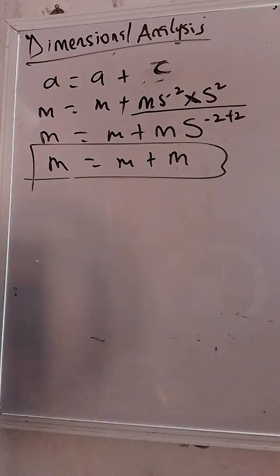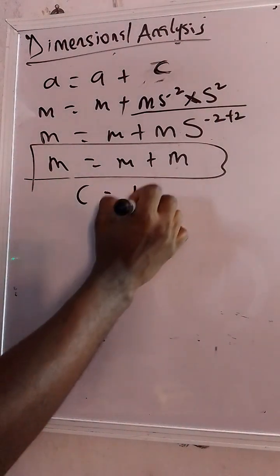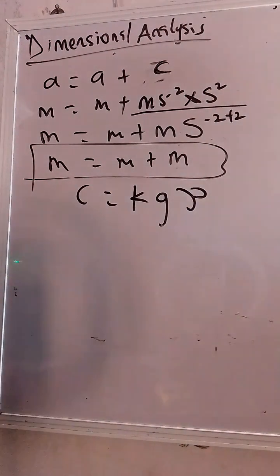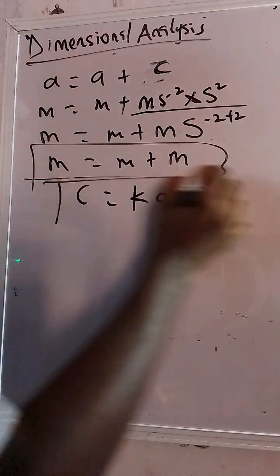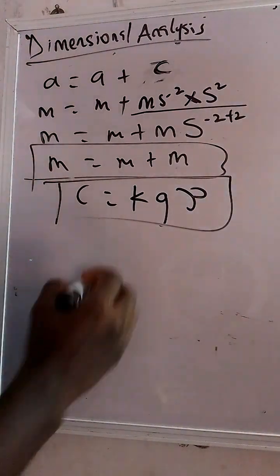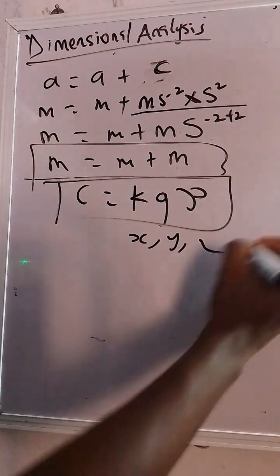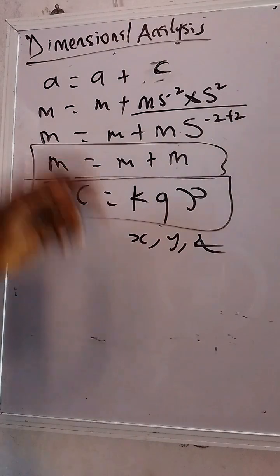And they can also ask you, maybe you are given this type of equation, C is equal to maybe kilogram and density. They ask you to prove whether this equation is correct, so they will be asking you what is x, what is y, what is z. That means they can ask you questions in these three aspects.